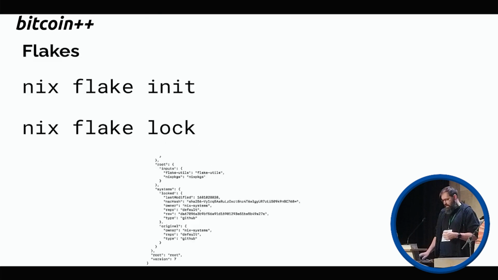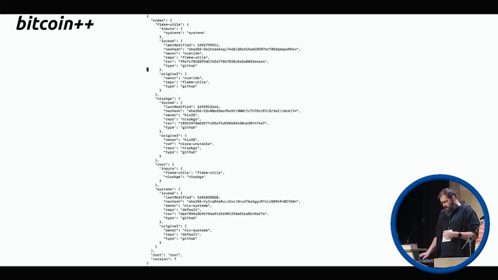I saw that there's a type github. What are the other competing types that are available? Exactly. Like you can fetch from GitHub, you can fetch from a tarball, you can fetch from whatever other version control system out there. You can also set up your own local repository.